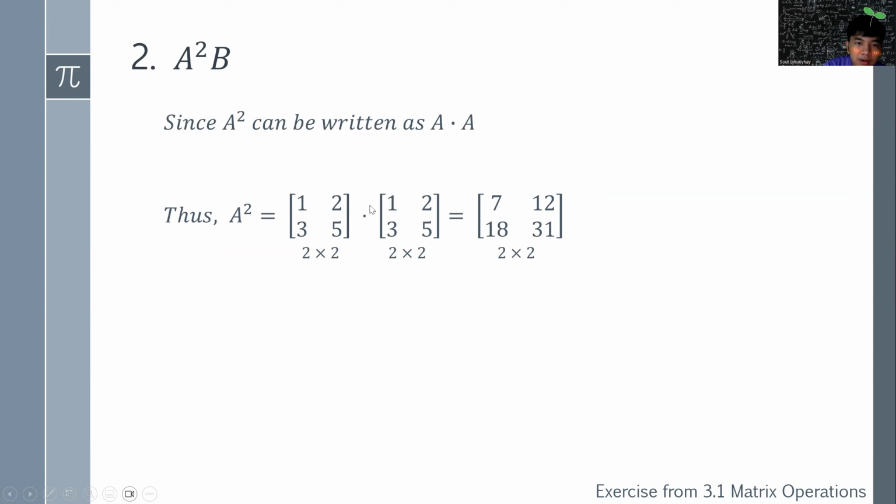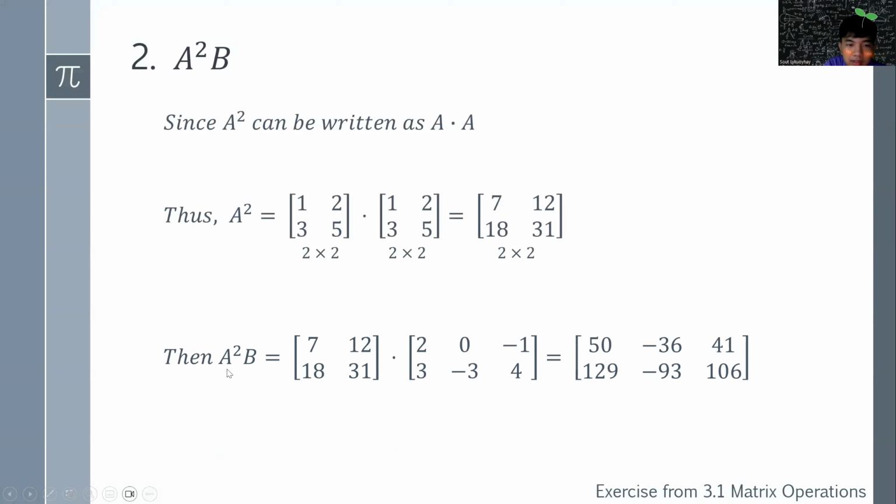It's the first row, first column here. So it's 1 times 1 plus 2 times 3, which is 7. 1 times 2 plus 2 times 5 is 12. So we do it again with the second row: second row, first column, second row, second column. That is the answer here. And then we do A squared times B, and A squared is here.